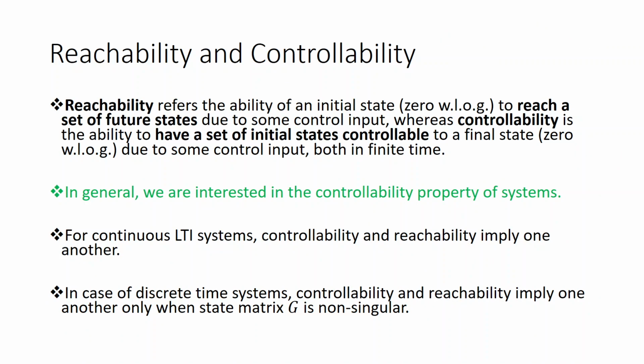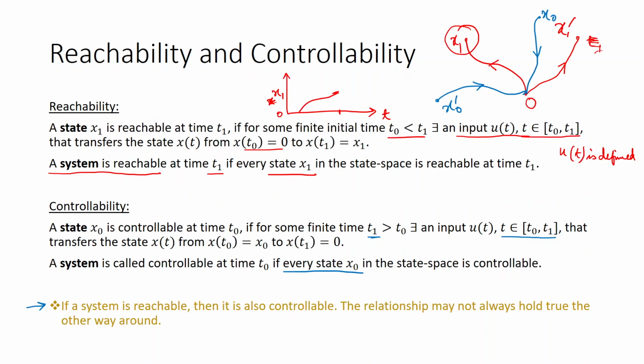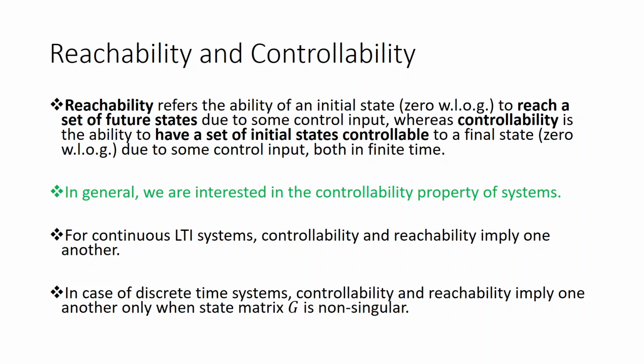So what we discussed is detailed in this slide. Basically, you can read through it: reachability refers to the ability of an initial state to reach a set of future states. So what we considered as the 0 state here, x(t0) as 0, could be any initial state, but without loss of generality, WLOG means without loss of generality, we can take that initial state to be 0.